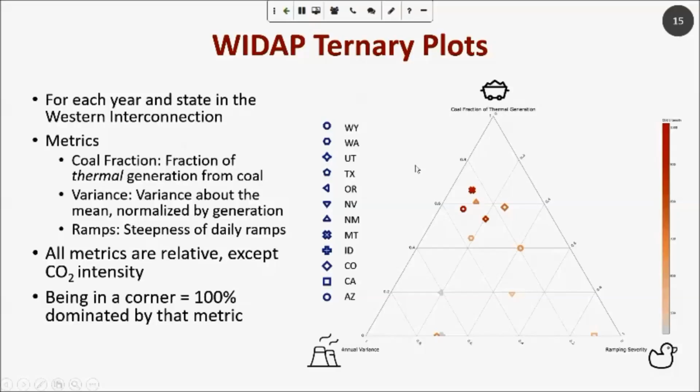Last thing to say on this graph, just note that being in a corner means you're 100% dominated by that metric. So a good example is down here on the bottom right, California. California is dominated by ramping severity because, as I'm sure many of you are familiar with, there is a characteristic duck curve pattern that creates a high steepness to the curve. Also, it only has one very, very tiny coal plant, and so it's pretty much on a full gas thermal generation basis, which brings it to the bottom line there.